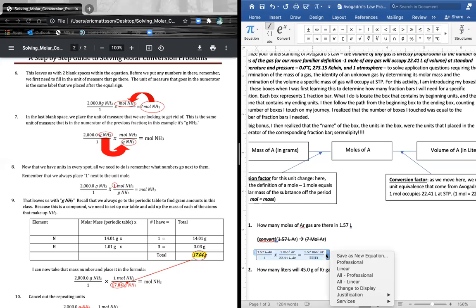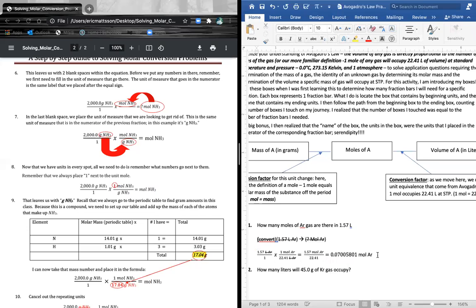So there's that. So then we're going to equal this out. So now you just go into the calculator and you divide. So we do 1.57 divided by 22.41. And we get 0. So the calculator says 0.07005801 moles of argon. So again, that's not actually our answer. So the last thing we need to do, and according to our California standards, is we need to know how many digits to actually put in this answer.